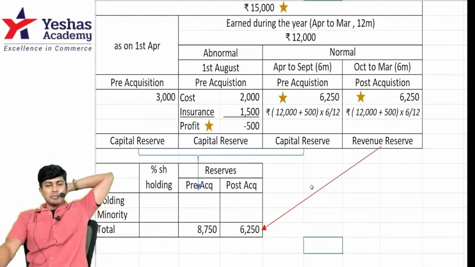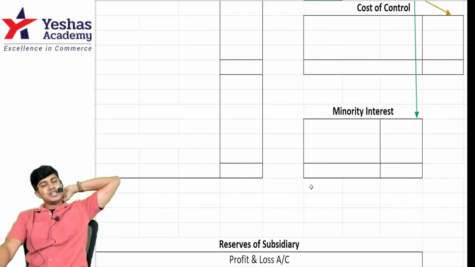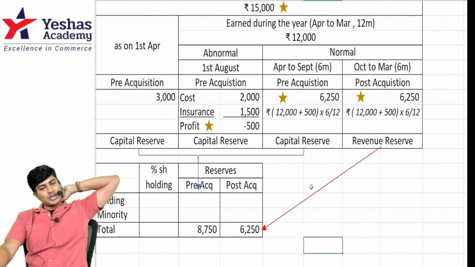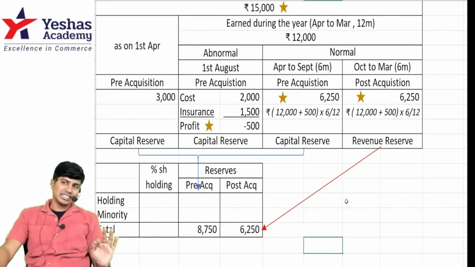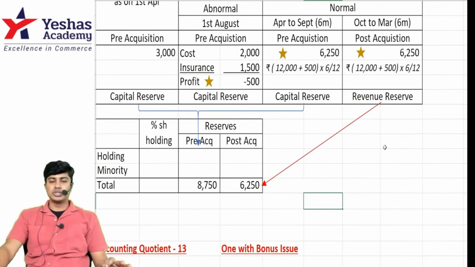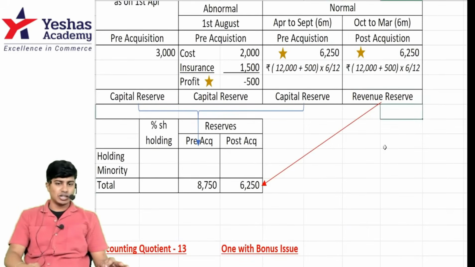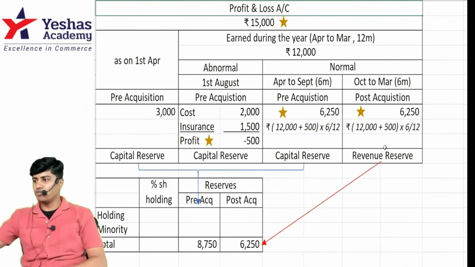This is the only tricky part. Read the question once again. See the answer once again. You tell me if you understand, or you ask me if you have any doubt. I'm not going to teach you anything new. Once you understand this reserves and surplus, we are done for the day. Tomorrow we'll start with bonus issue and asset-based adjustments in consolidated balance sheet. Copy this and also ask me if you have any doubt.